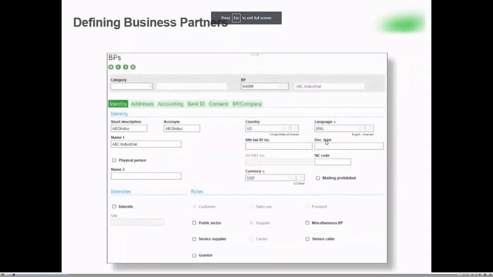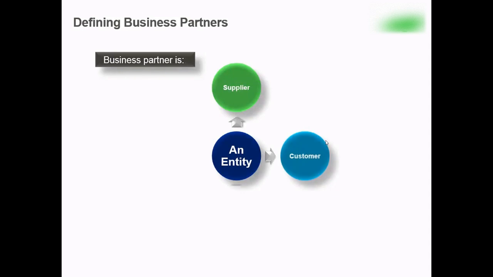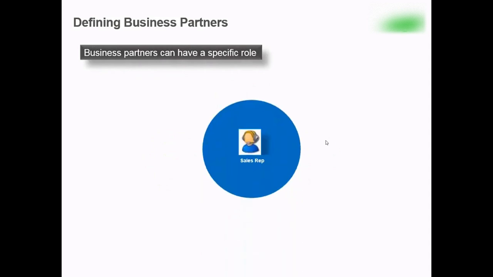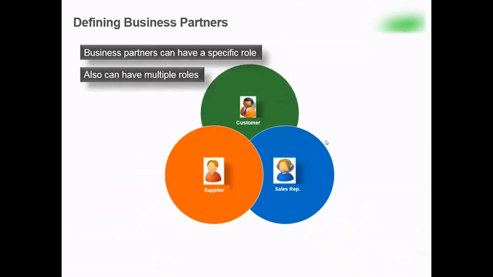In this topic, you'll learn how to define business partners. To begin, a business partner is an entity that can be a supplier, customer, sales rep, carrier, and so on. Business partners can have a specific role or play multiple roles, meaning you can define a business partner as both a customer and a supplier at the same time.